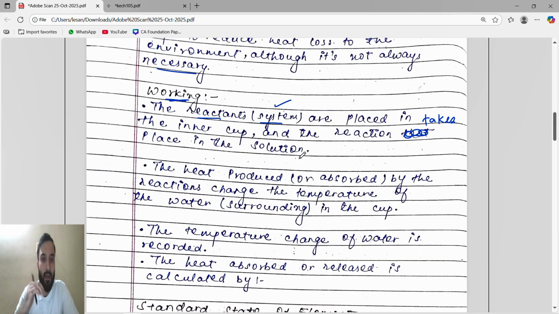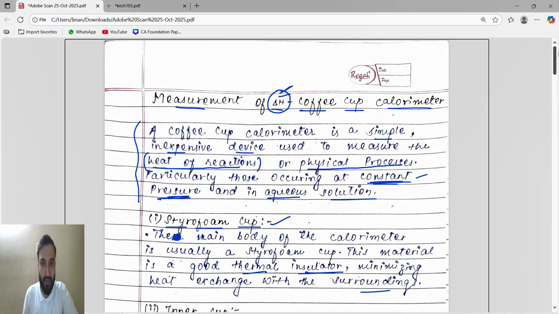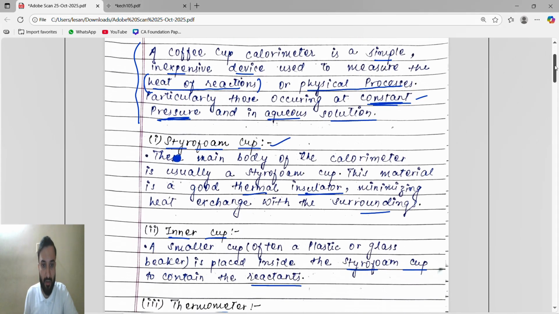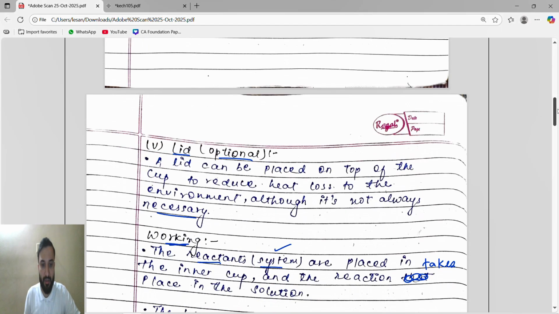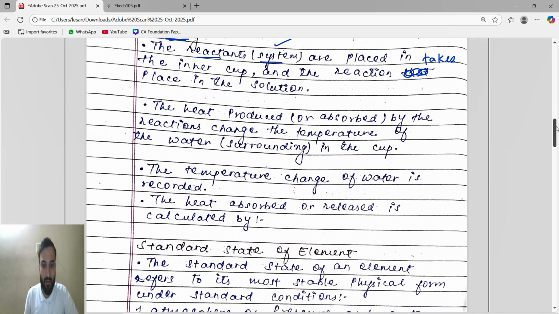Okay guys, see how you have to write: first of all you start from here. Then after that you have to write the styrofoam cup, inner cup, thermometer, stirring mechanism, lid (optional), then this working. Okay, till here.